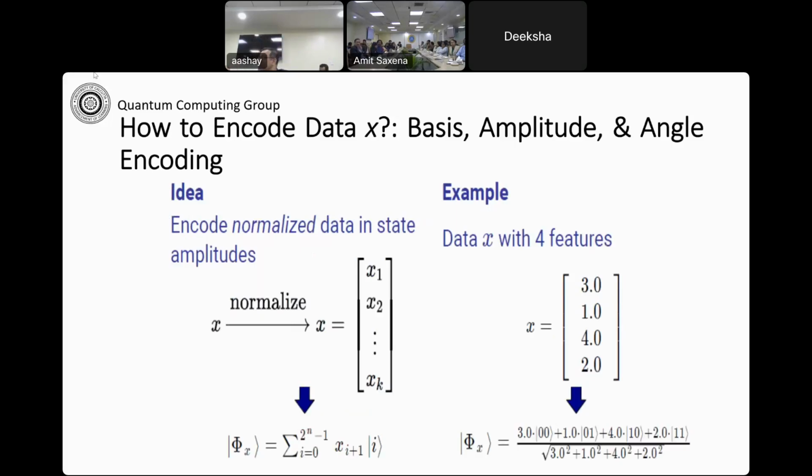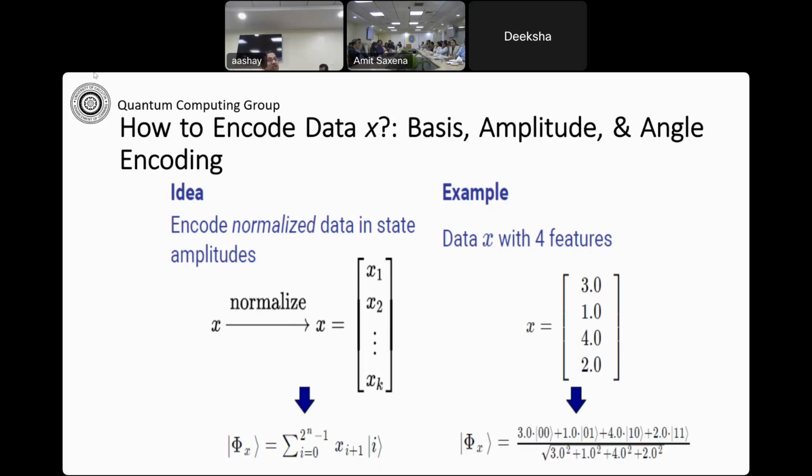Now, the amplitudes of the basis states are encoding your data. It's called amplitude encoding. So what I do is I have a vector, the same thing, a vector having k features, and I normalize it. The normalization is very simple, like this: I take the squares of all the values, take the root, and with that in the denominator I divide each of the values.